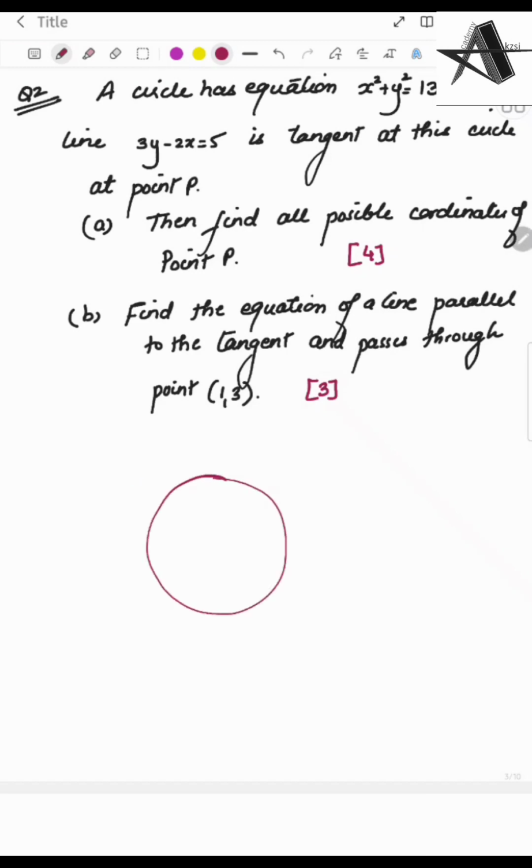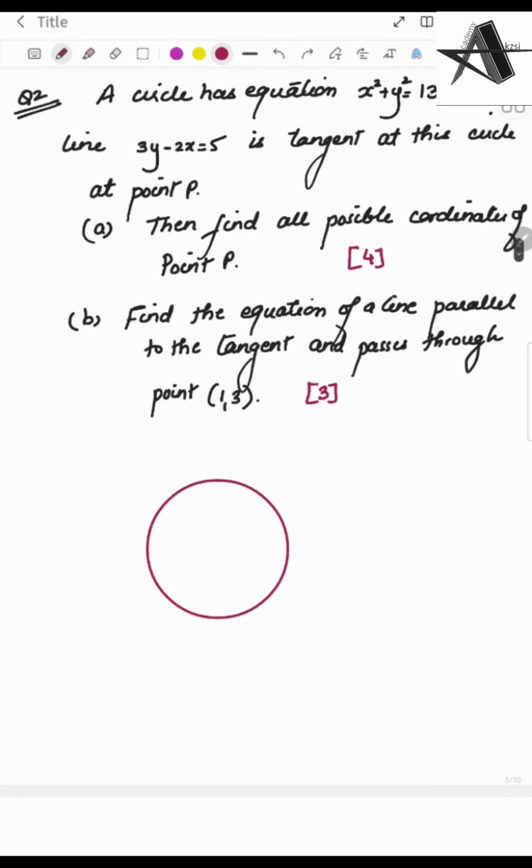This is the circle that I'm drawing. Clearly its equation is x squared plus y squared equals 13, which shows that the center is 0, 0. And the radius: because the general equation of a circle is x squared plus y squared equals r squared, that means your radius is root 13. So radius is root 13.